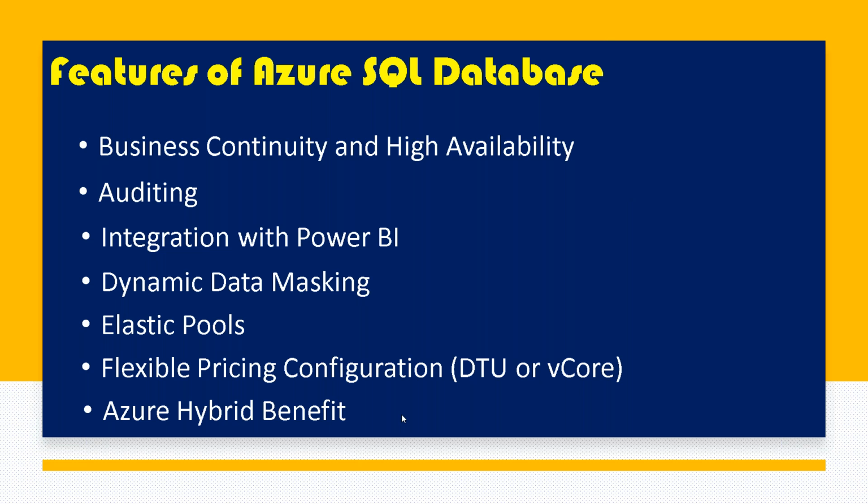Azure hybrid benefit. You have on-premises features, and you are going to use that for the cloud. That means the on-premises license. I'm saying the feature means the on-premises license. That license you want to use for your cloud now. That feature is also available.